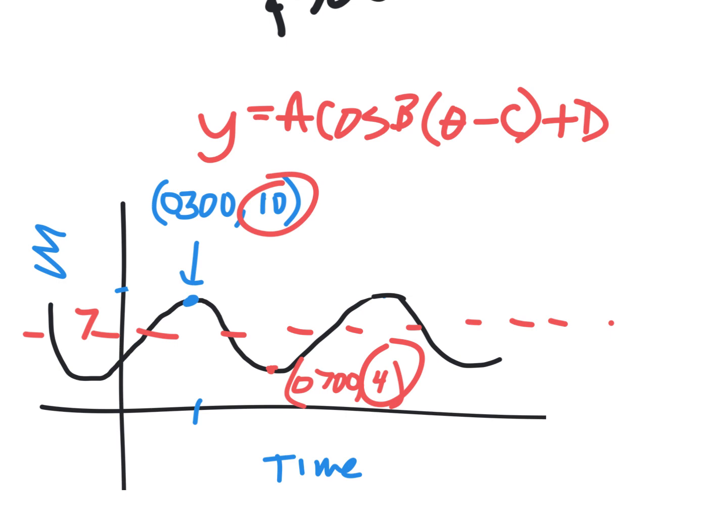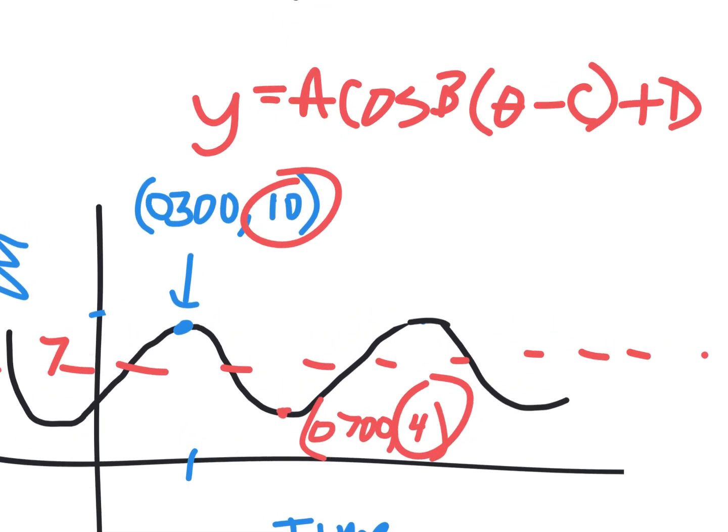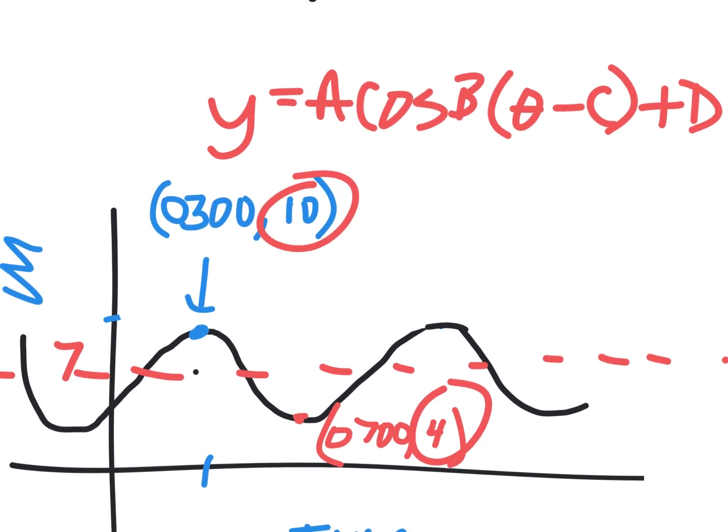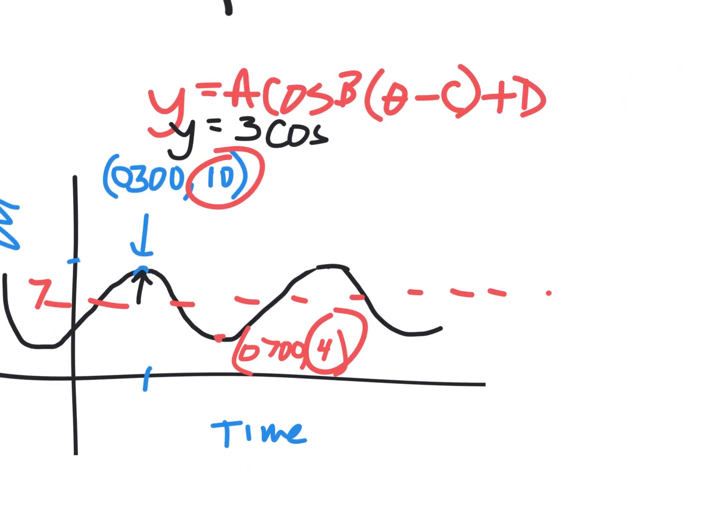Row 1, and this is going to be Eleanor. How do we use that dotted line down the middle? It tells us a couple things. Yeah, it tells us the A. All right. The difference between 7 to the highest point, which is 3. From 7 to the highest point of 10, which is 3. 3 cosine of, and then what else does it tell me? It gives us D because it's been moved up that far. So D is 7.